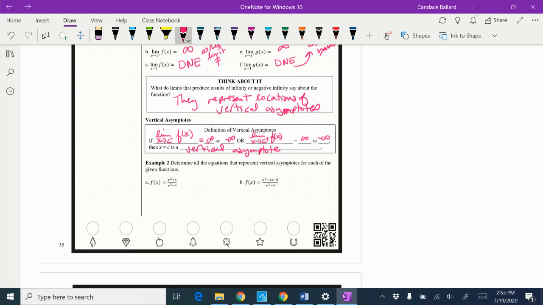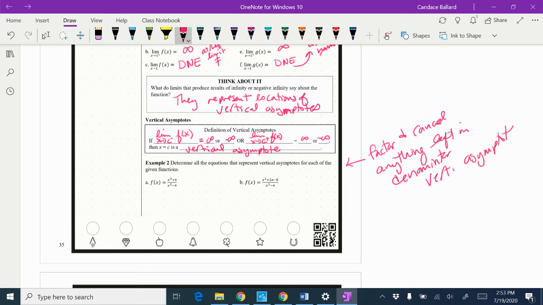So when we're looking for vertical asymptotes, we really don't have to do any limit notation. This really isn't calculus other than we know that they're there because of their limits. It's the official definition, but really what you're going to do is factor and cancel, and then anything left in the denominator is a vertical asymptote. All right, so let's check it out.